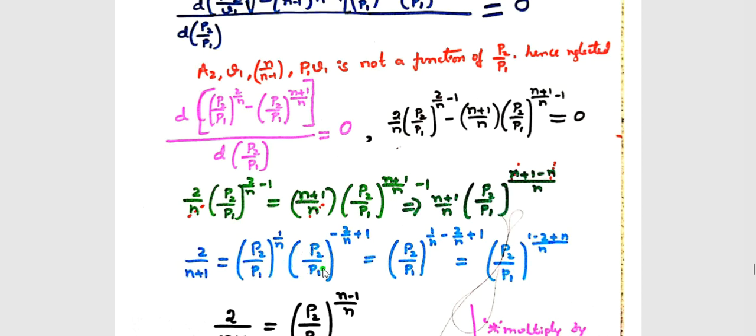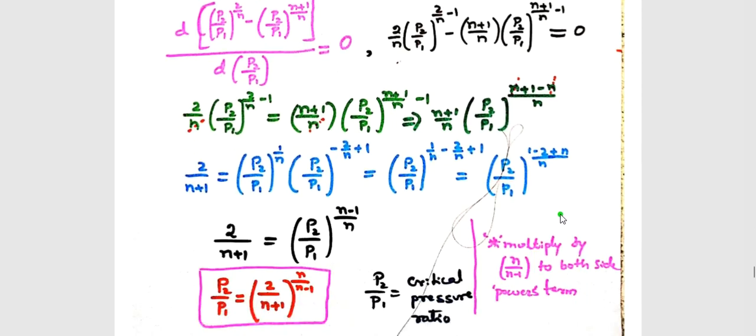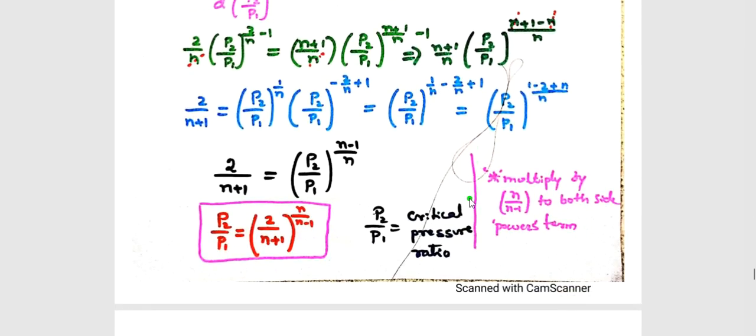The bases of these two parameters are the same, so you can add the powers. So add the powers, P2 by P1 to the power of 1 by n minus 2 by n plus 1. Take the LCM, so 1 minus 2 by n plus 1. So now this 2 by n plus 1 is equal to P2 by P1 to the power of n minus 1 by n. So P2 by P1 is the critical pressure ratio I need.